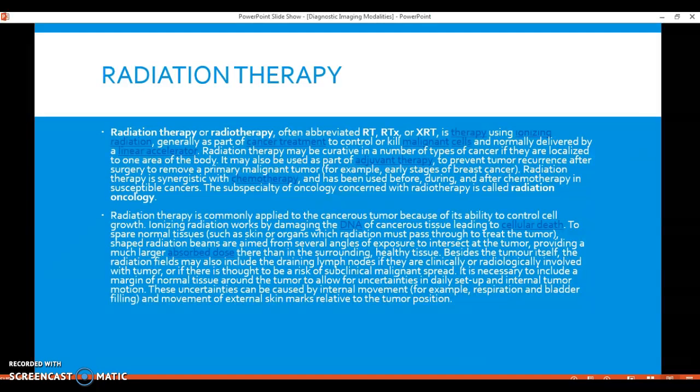You would never want to radiate parts of the body that are normal and where there is no cancerous tissue, because then you can lead to damage of nodes or damage of healthy tissue.